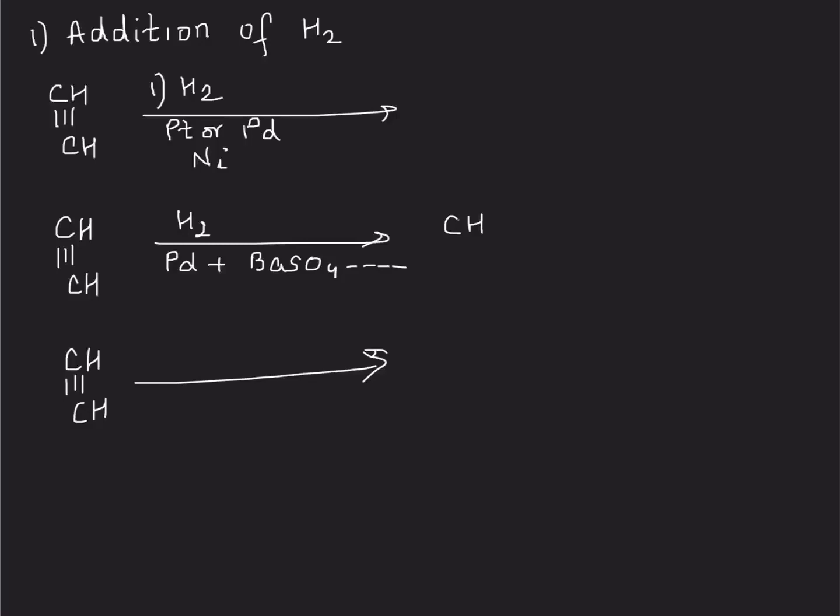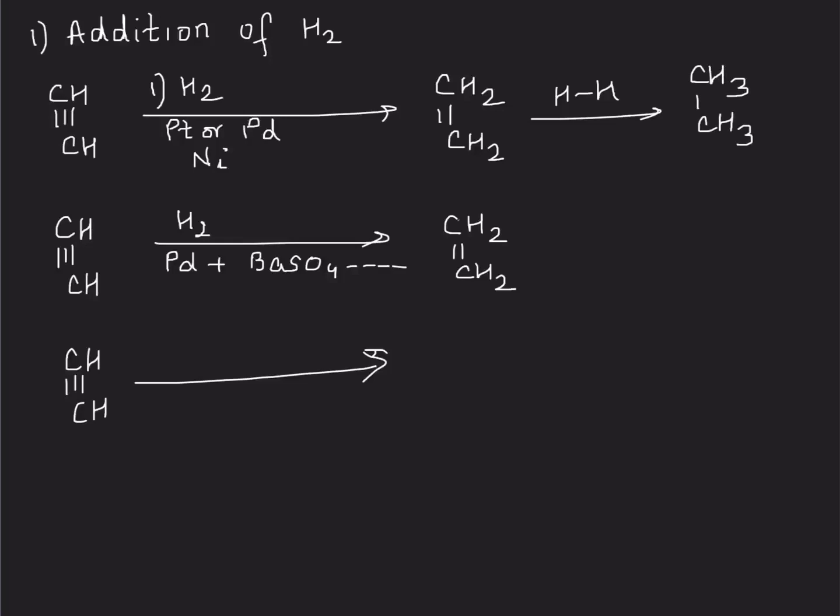So what happens over here is we get CH2=CH2 as our final product, whereas for the first reaction it will be CH2=CH2, and then add another hydrogen to it and you get CH3-CH3. The second reaction stops here. And what is this called? Lindlar's catalyst. You could also be asked, what is Lindlar's catalyst? Why do we poison this catalyst? Interesting, right? You poison the catalyst also. Why would you be doing that? And then what was the third one?